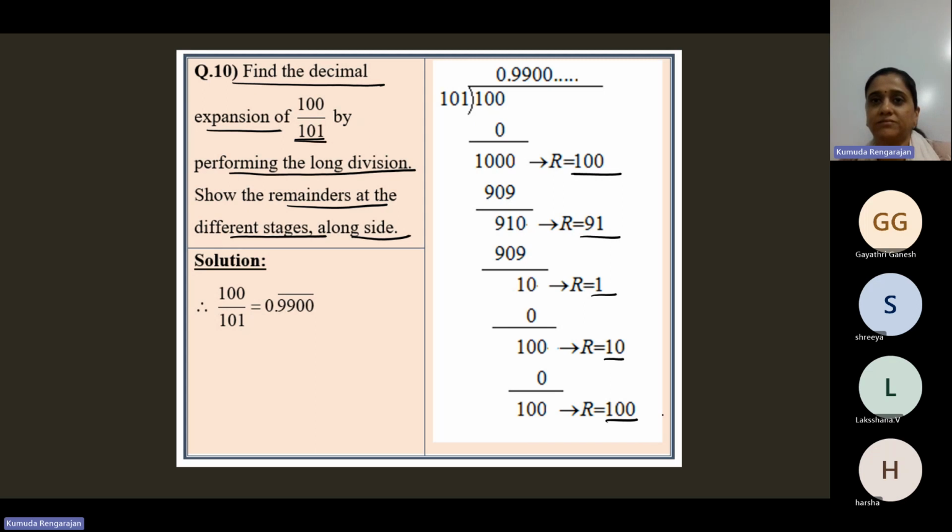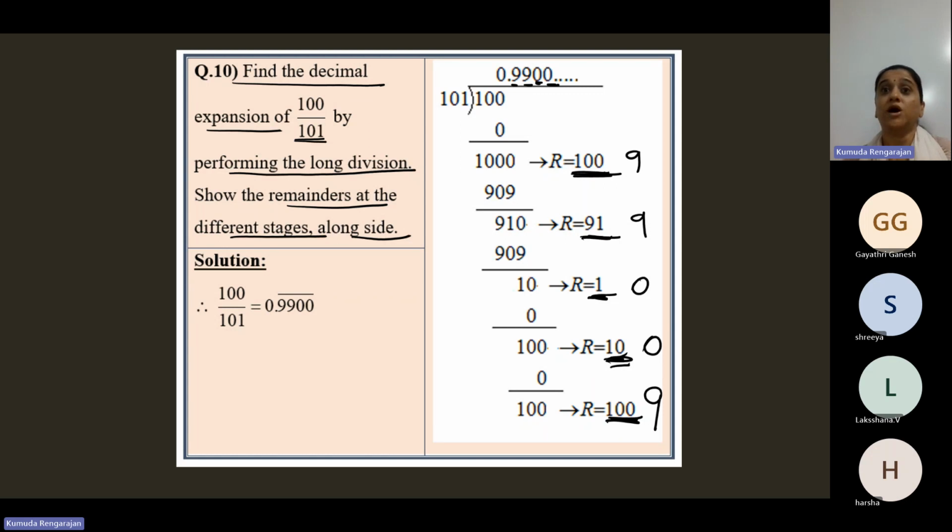Goes on like that. So now, for 100, the digit is 9. For this 91, it is 9. For this 1, it is 0. For this 10, it is 0. Again, 100. For this 100, it is 9. For this 91, also 9. For this 1, it is 0, in the quotient, I'm saying. And for this 10 also, it's 0. Now again, 100 has come, no? So again, 9, 9, 0, 0.